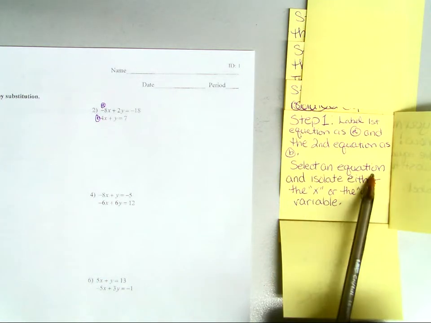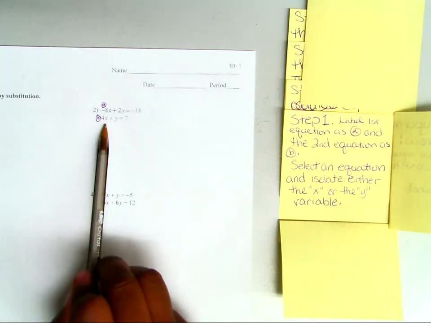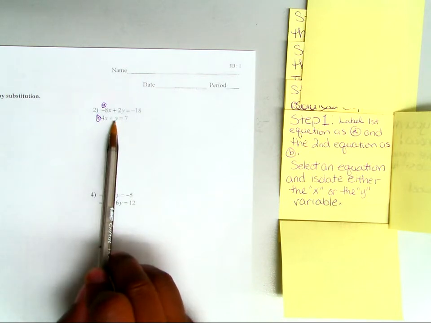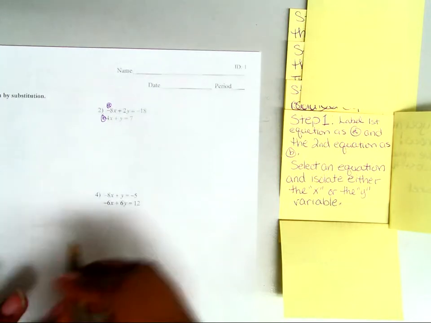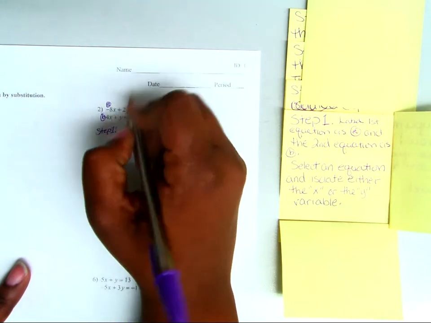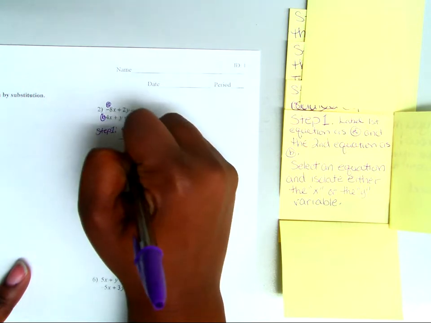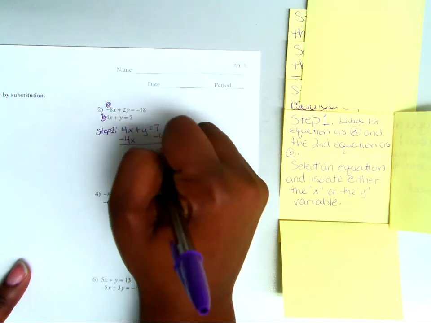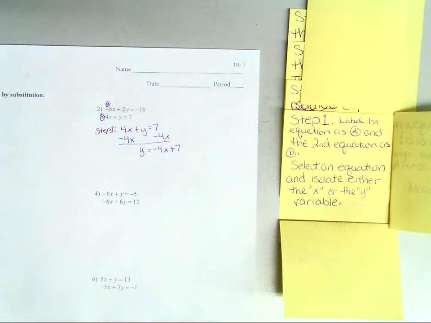Next, I need to select an equation and isolate either the x or the y variable. I'm going to choose equation B because I see that the y variable doesn't have a coefficient. I think this will be nice and easy to isolate, so that's the one I'm going to work with first. So step 1. I'm going to do 4x plus y equals 7. I'm going to move 4x to the other side. So that gives me y equals negative 4x plus 7. I have just isolated the y variable.